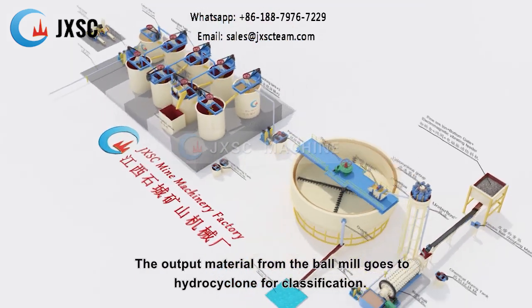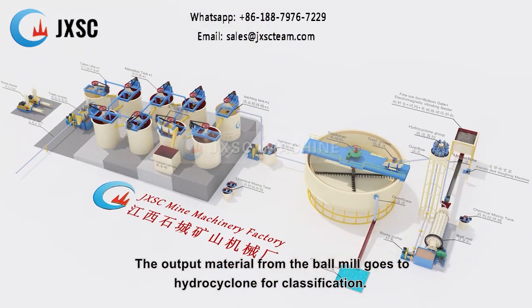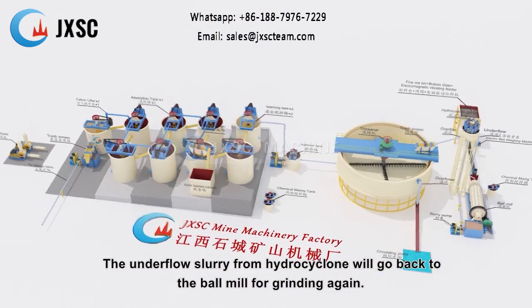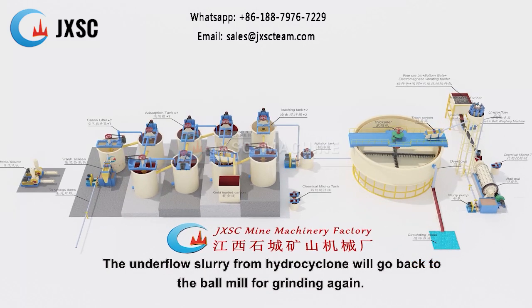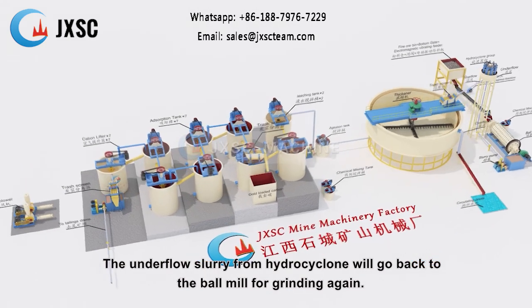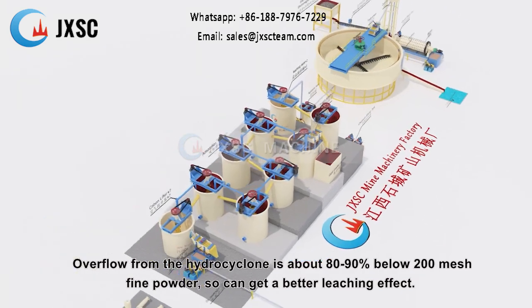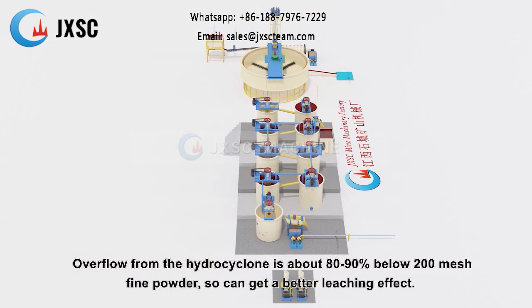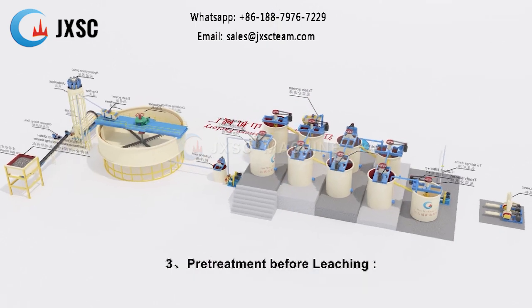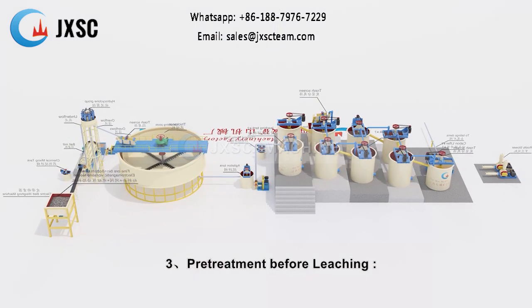The output material from the ball mill goes to the hydrocyclone for classification. The underflow slurry from the hydrocyclone will go back to the ball mill for grinding again. Overflow from the hydrocyclone is about 80 to 90% below 200 mesh fine powder, so it can get a better leaching effect.